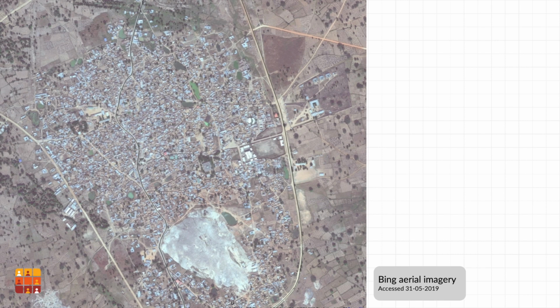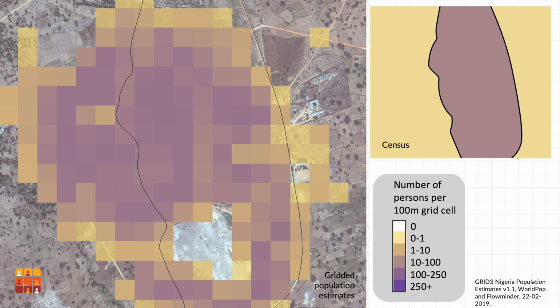This is the neighborhood of Kano in Nigeria, and you see with the satellite imagery where the people are living, given where the buildings are. But with gridded population estimates, you have the population count for each grid cell. So you see exactly, in the more purple areas, where there is a denser population, and in the outskirts of this neighborhood, the beige area, where there are fewer people.